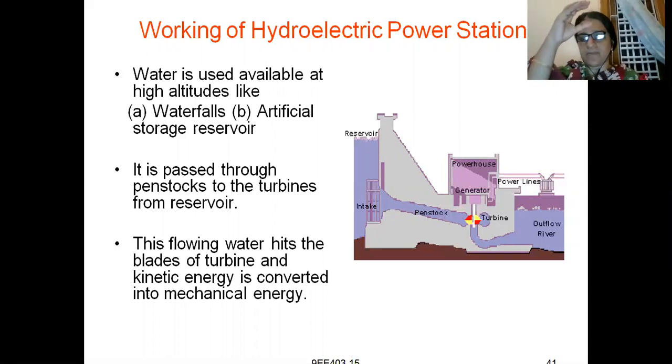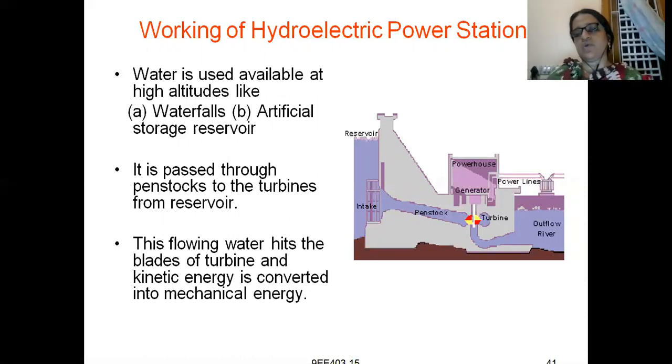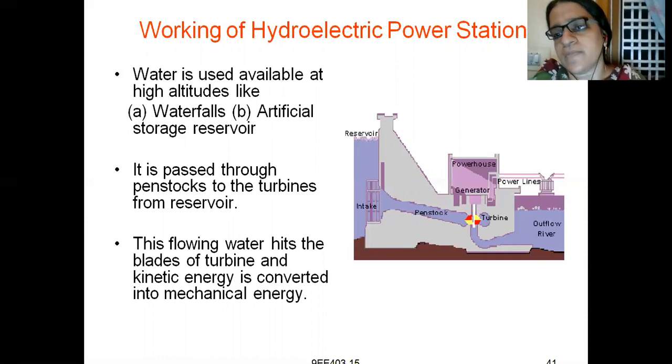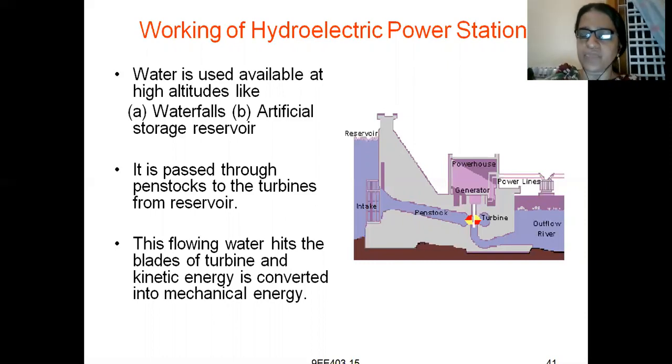So that water should come down from the reservoir. Water coming down means you need to pass it through some pipes. The pipes used in hydroelectric power stations are named penstocks. A penstock is a pipe through which water flows. The water is passed through the penstocks to the turbines from the reservoir. This flowing water hits the blades of the turbine.